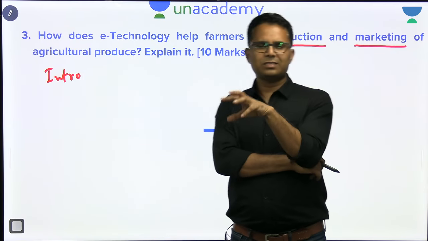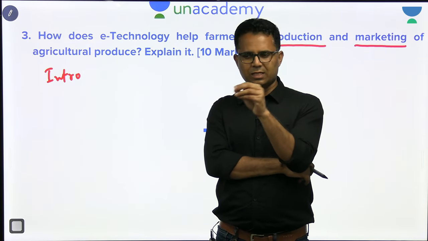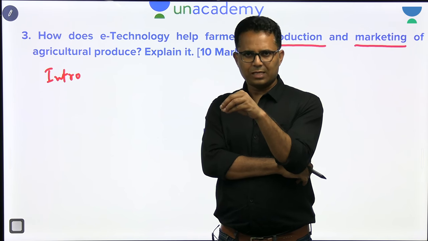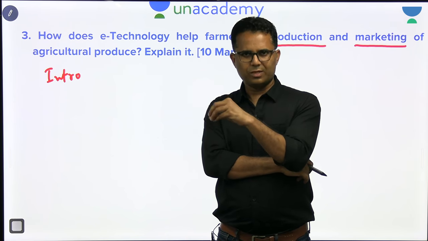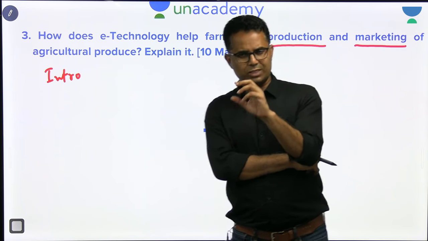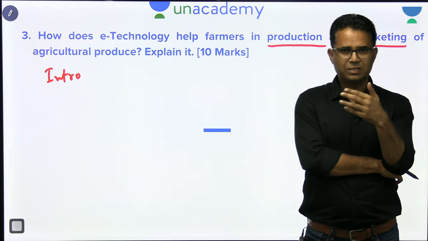Robots, sensors, drones, all this are connected over internet of things. If there is a pest attack, the drone with cameras will tell, and the robot will spray fertilizers only in that course. So it is helping in improving resource use efficiency, plus it is helping in increasing the production.